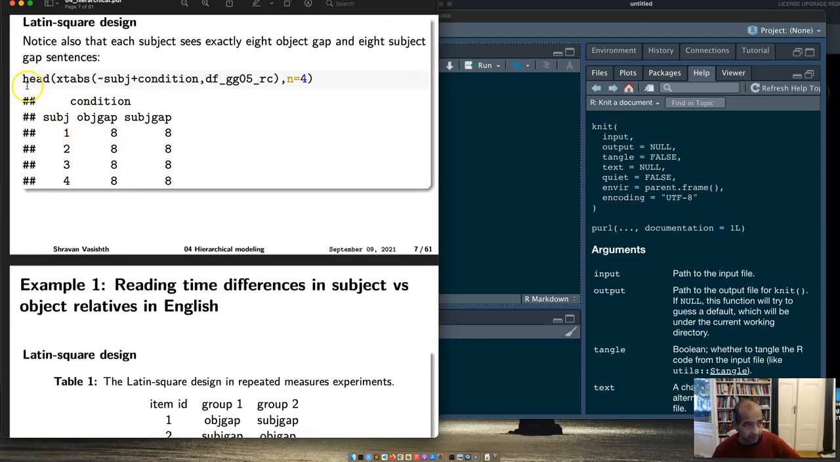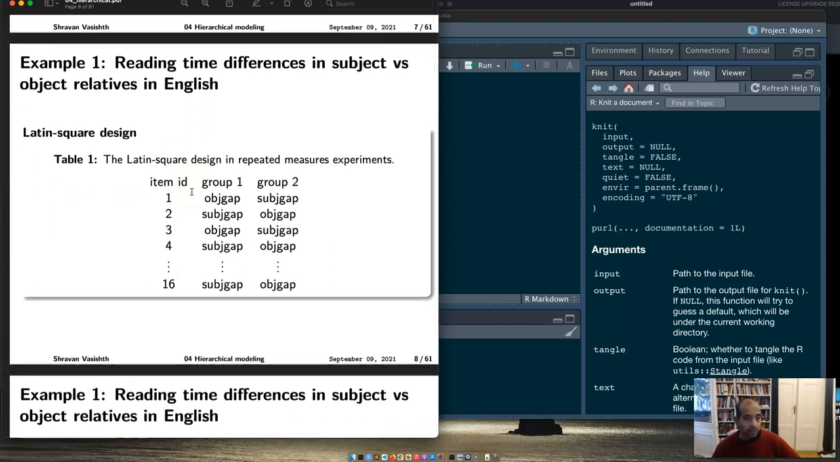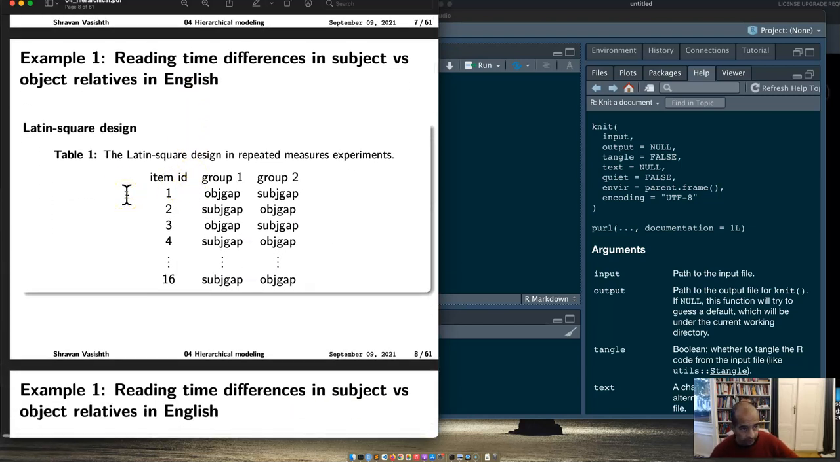By the way, in real life, I would not just look at the head, the first 4 lines of this output. I would look at the entire output, but I just don't want to print it out here. That's the only reason I'm showing you the first 4 lines. Okay, in real life you would look at all the output.